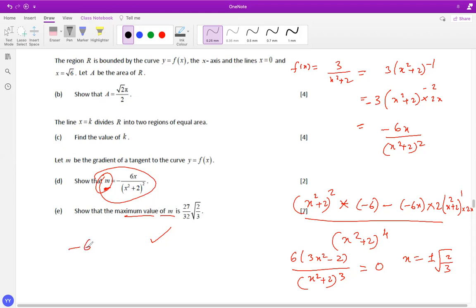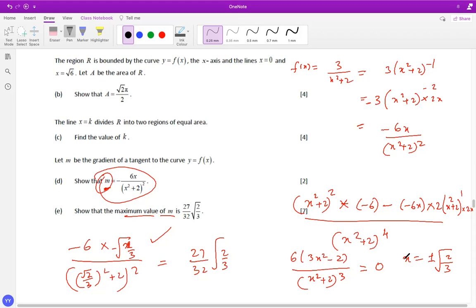So I get negative 6 times, since you're taking x positive, x as root 2 over 3 here. So what we get is, if you take the positive value, you get the negative value of m. So here you take x as negative root 2 over 3 divided by (root 2 over 3 the whole squared plus 2) the whole squared. And if you simplify that, you'll notice that it's going to be 27 over 32 times the root of 2 over 3.